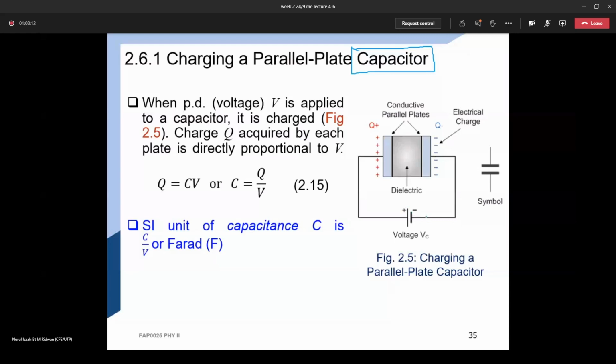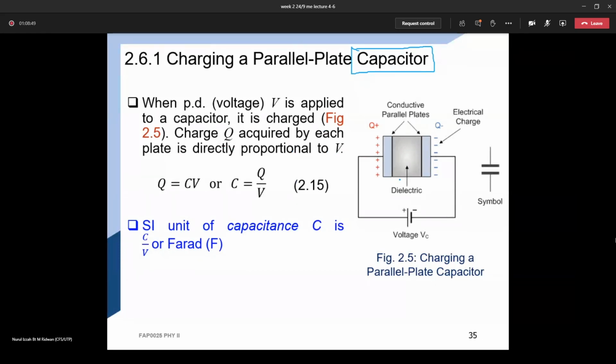Starting from this battery, you see that this is the positive terminal, this is the negative terminal, and then the negative charge will be built up here. So the negative charge, or electrons, will all be accumulated at one plate, and the positive charge will be built up in the other plate. So one plate is positive, one plate is negative. So the charge Q acquired by each plate is directly proportional to V.